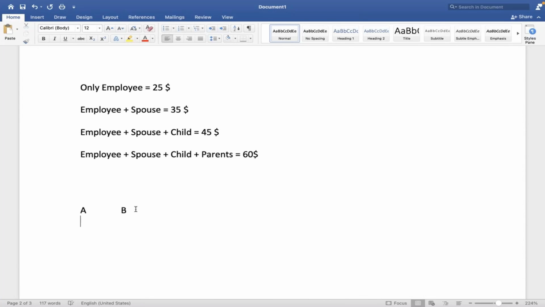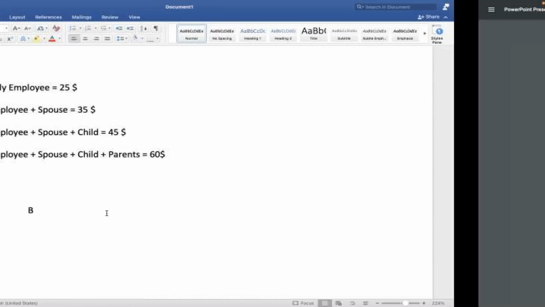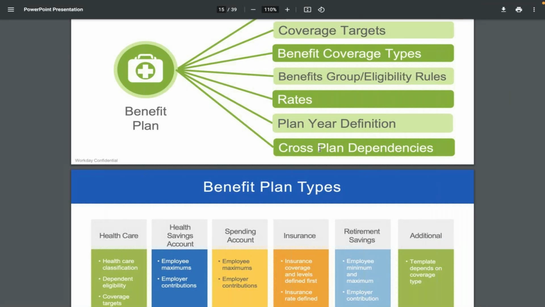That is one. Second scenario: if any employee enrolls into benefit plan A, the employee should not be allowed to enroll into benefit plan B. If any employee enrolled into benefit plan A, they should not be enrolled into benefit plan B. This is the second scenario. In the first scenario, you are making the employee choose both plans mandatorily. In the second scenario, you are allowing the employee to choose only one of the plans. That is nothing but cross plan dependency. These two scenarios we can achieve with this setup, sir.